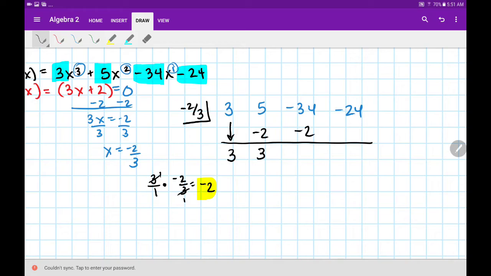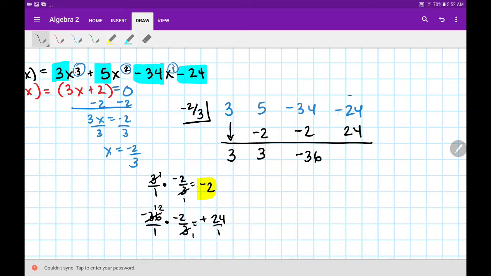Now, negative 34 minus 2 is negative 36. And now I have to multiply negative 36 over 1 times negative 2 over 3. So these two negatives will turn into a positive. And then 36 over 3 gives me 12 and 1. 3 goes into 36 12 times. So my answer is just 12 times 2 over 1. That's 24. And that goes here.